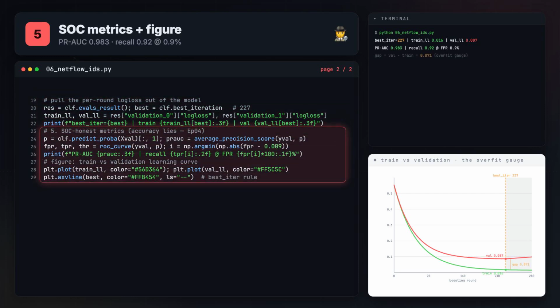Finally, the SOC honest metrics and the figure. We score the validation flows, compute PR AUC 0.983, sweep the ROC to find recall at a 0.9% false positive rate, 0.92, and print the headline line. Then we plot both log loss curves over rounds, train in safe green, validation in threat red, and drop an amber vertical rule at round 227 where early stopping fired. Figure, terminal, and headline are the same 5 numbers.